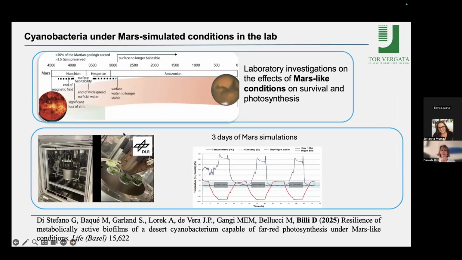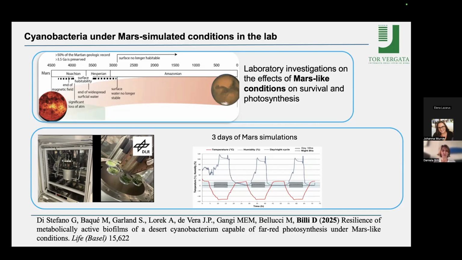So, being able to survive desiccation, UV radiation, and ionizing radiation, these cyanobacteria, as I said, are a nice model to see what happened on Mars when it changed from being warm and wet to the dry and cold desert that it is now. And we can understand how life could have faced this transition using the Mars simulation chambers that we have.